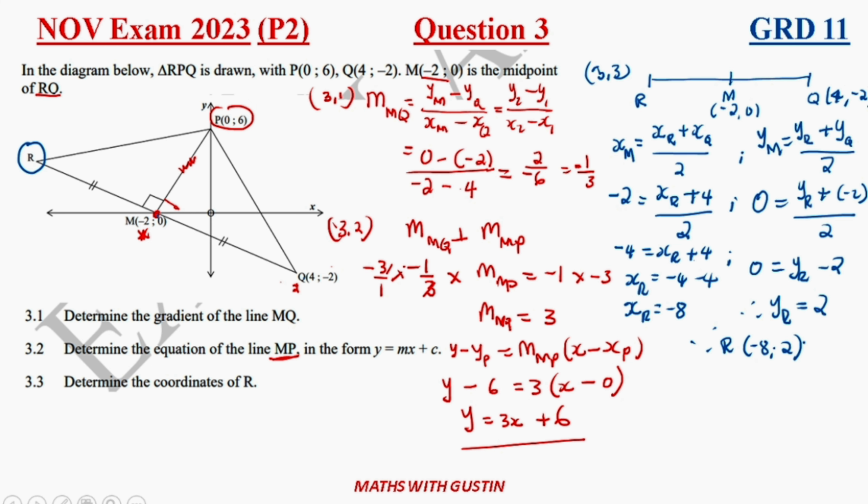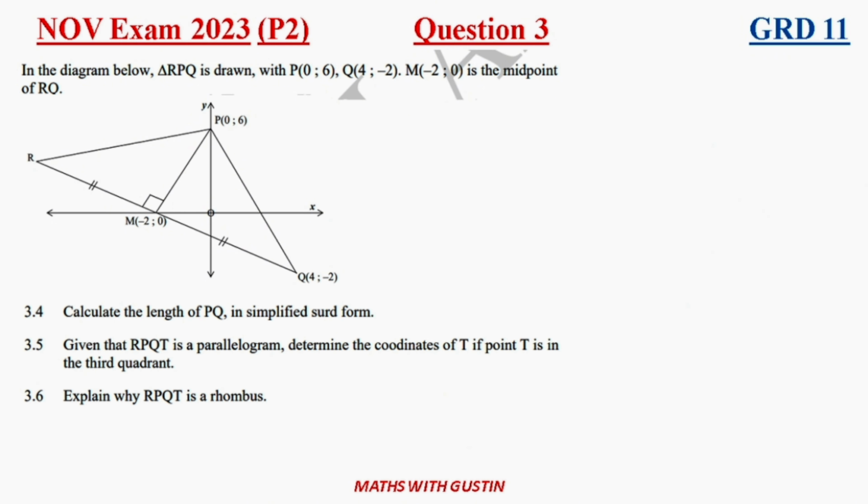Great stuff. Let's move on to 3.4, 3.5 and 3.6. Okay, here we go. Here 3.4, it says calculate the length of PQ in simplified surd form. All right, here we go. 3.4. Okay, what they want us to find, calculate the length of PQ.